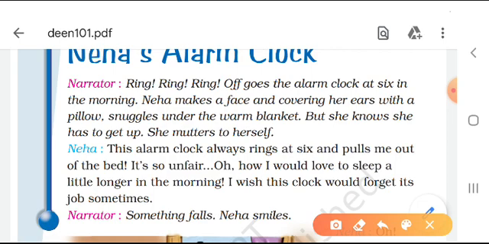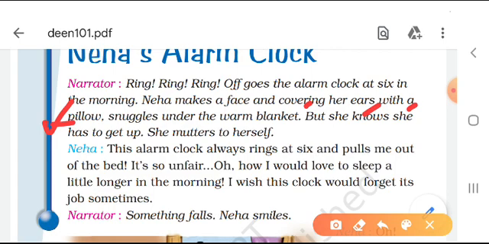Like that, Neha is also making a face because the alarm clock is making noise, and she covers her ears with a pillow. Sometimes we also cover our ears or eyes with something. You know pillow? On which we put our head when we are going to sleep. She covers her ear with the pillow so that she cannot hear the ring of the alarm clock.